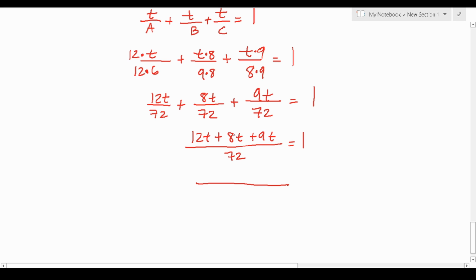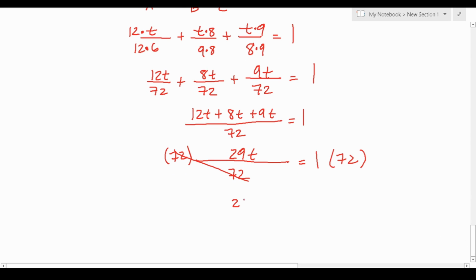12t plus 8t is going to be 20t, plus 9t is 29t. Again, this is over 72 equals 1. Let's get rid of this 72 by multiplying both sides by 72. This is going to cross out, leaving us with 29.